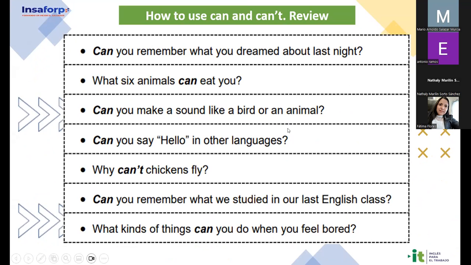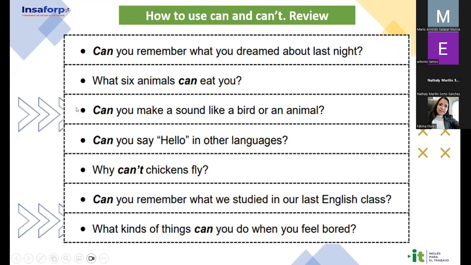Okay, now we are going to make a review of the use of can and can't. Here you have question number one. Can you remember what you dreamed about last night? And then you answer. What six animals can you eat, can eat you? You think about the answer, right? Can you make a sound like a bird or an animal? Can you say hello in other languages? Why can't chickens fly? Can you remember what we studied in our last English class? Oh, yesterday, right? What kind of things can you do when you feel bored?